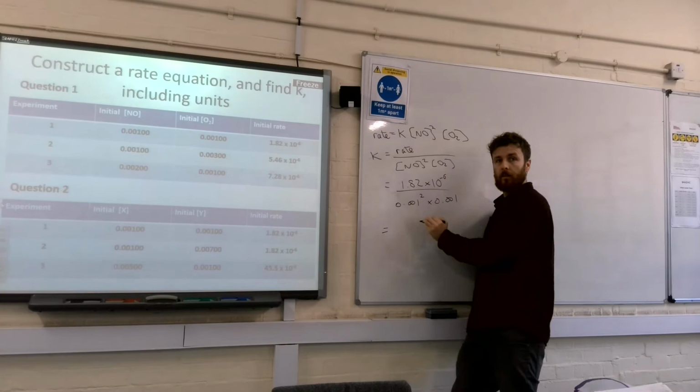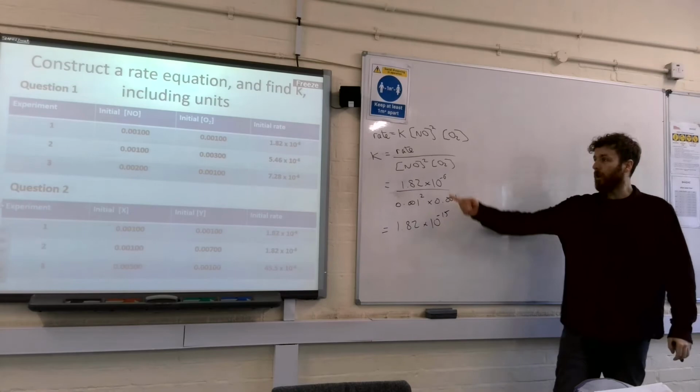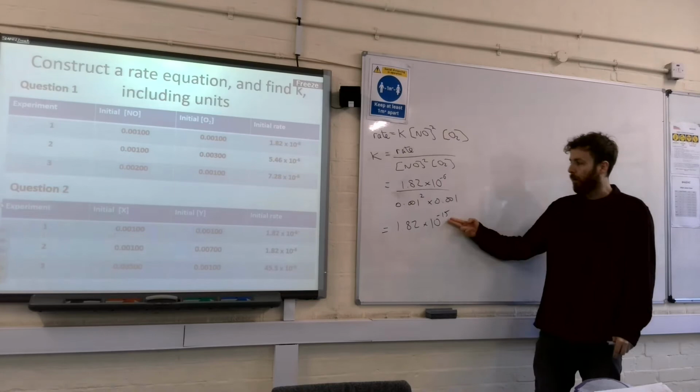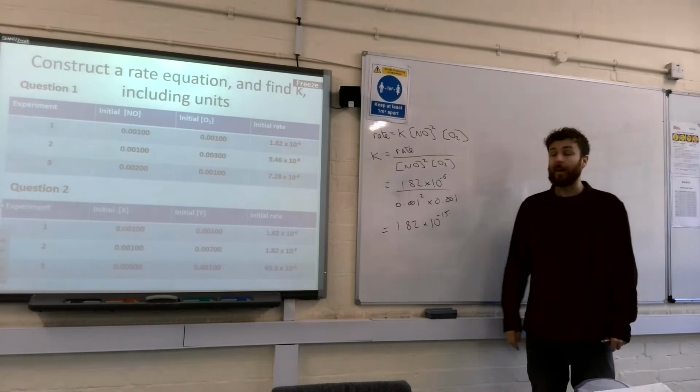1.82 times 10 to the minus 15. Minus 15, was that? Yeah. Cool. Now that might seem like a ridiculous number, your rate constant. There's no safety net to see if it looks right. It could be really, really small. It could also be times 10 to the plus 15, right? It can vary massively. So if it looks like an odd number, don't let that faze you. They often are really odd numbers.